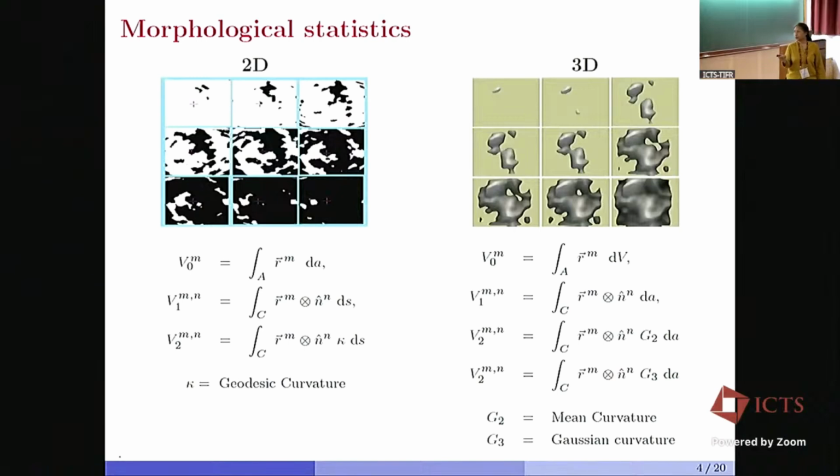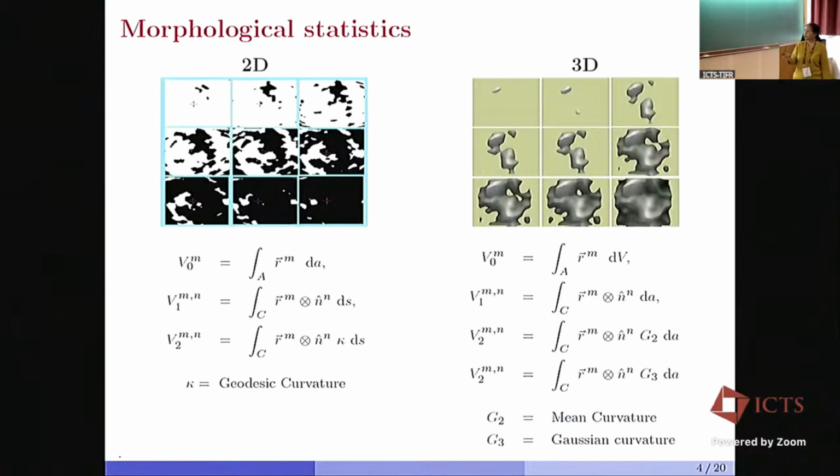There are 2 basic variables. We are looking at the position vector and the normal vector to the boundaries. From this, we can construct this set of tensorial quantities, rank 0, 1, 2, and so on. And in 2D, the important physical quantity is the geodesic curvature of the boundaries, which tells you how they are curving, how they deviate from a straight line.